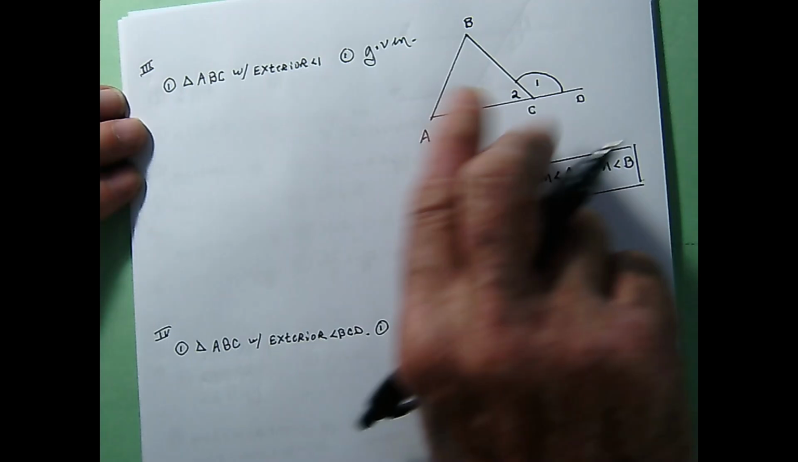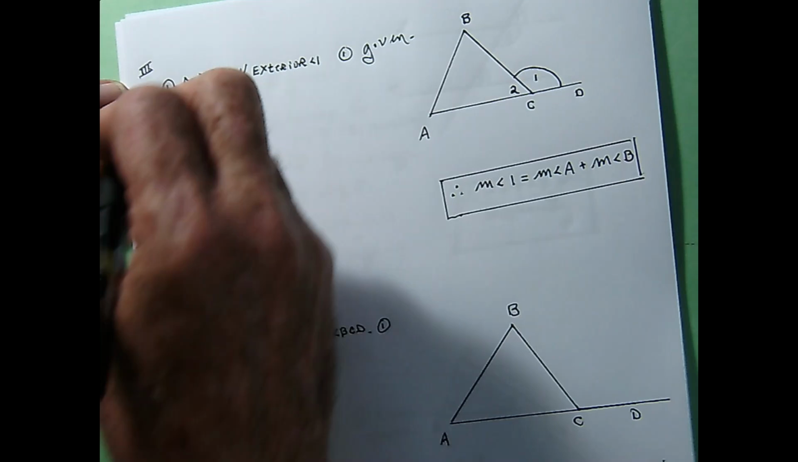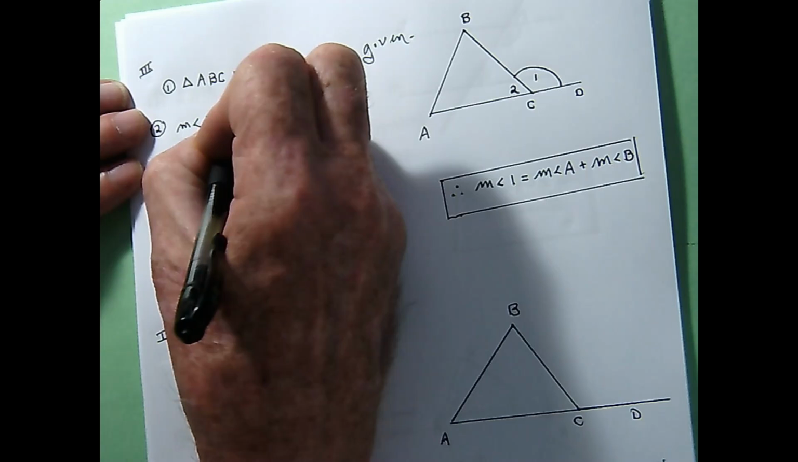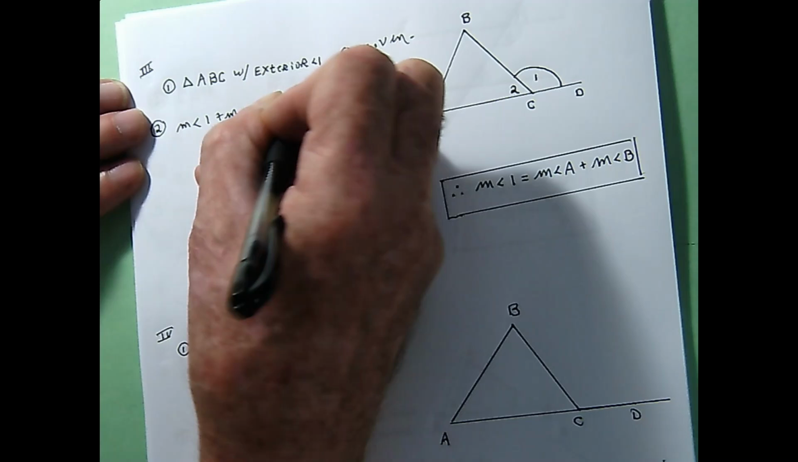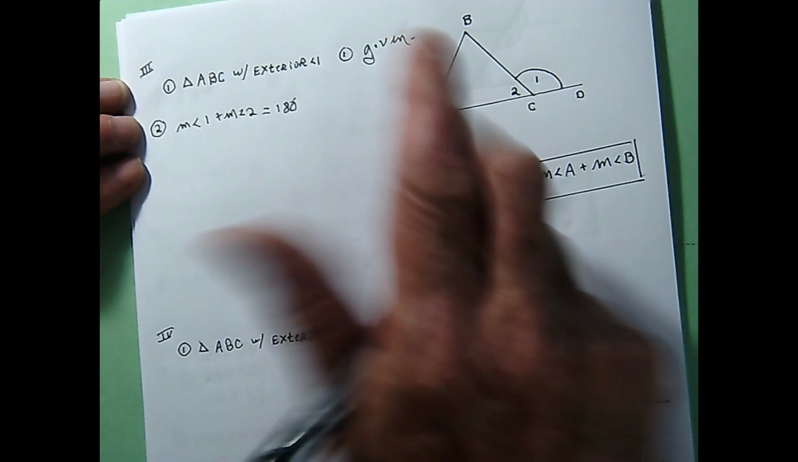I'll start with that linear pair. I'm going to say the measure of angle 1 plus the measure of angle 2 is equal to 180 degrees. You might say, well, why do you think so? I'll say, well, they do make a linear pair, and if they make a linear pair, then they must be supplementary. Every step you take has to have a good reason on the right as we do these 2-column proofs.